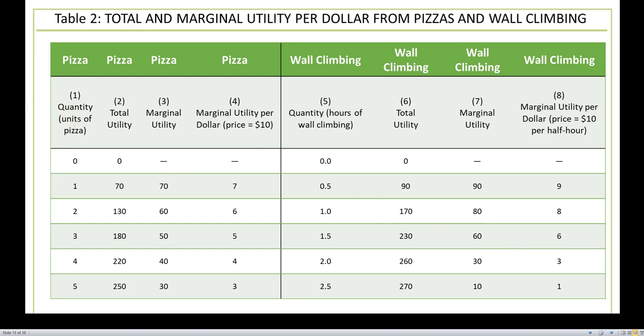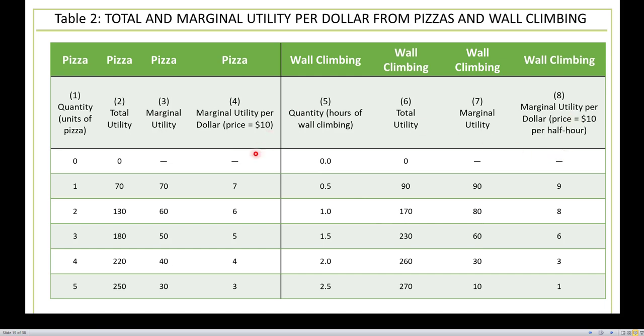So just keep that in the back of your mind. Suppose that you are the consumer in this particular example and you have $50. If you were a rational consumer, where would you go ahead and spend your first $10? Remember that pizza and wall climbing, for the very first unit for each of these goods, both cost $10. Where would you spend your very first $10?